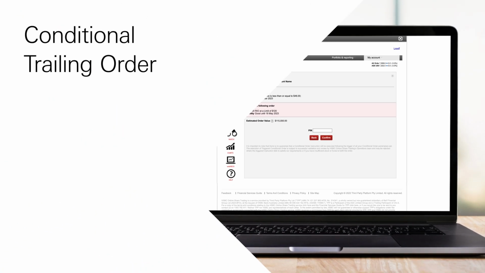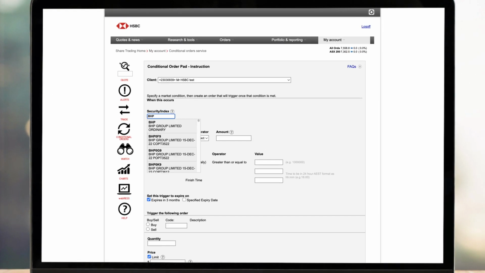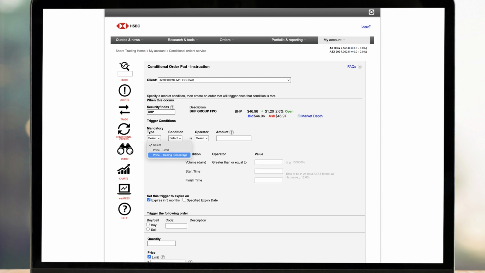The other type of conditional order you can place is a conditional trailing order. With the trailing feature, the order is no longer fixed, but rather trails the price by a certain amount, usually expressed as a percentage that you specify. This is a really smart way to lock in profits or prevent excessive losses. For this order, you would select the security, select the trailing percentage price condition, and then select whether the percentage trail is based on the previous day's open, high, low, or close price. Finally, select whether it's less than or greater than, and then the percentage amount itself.